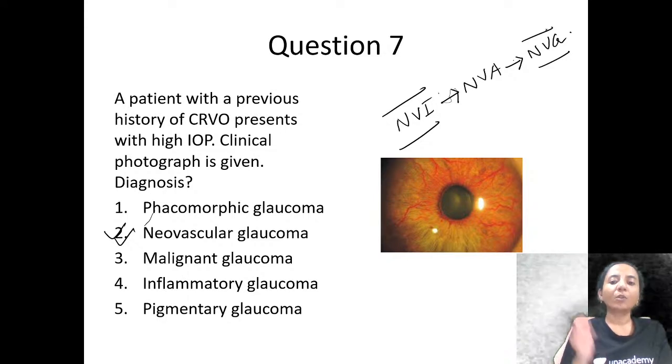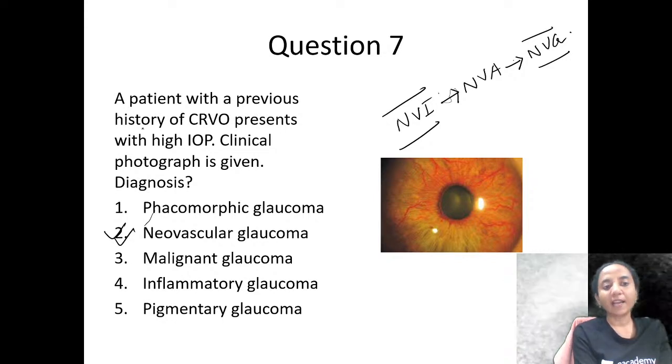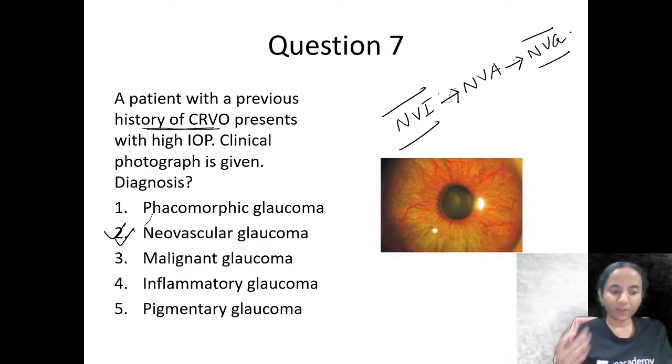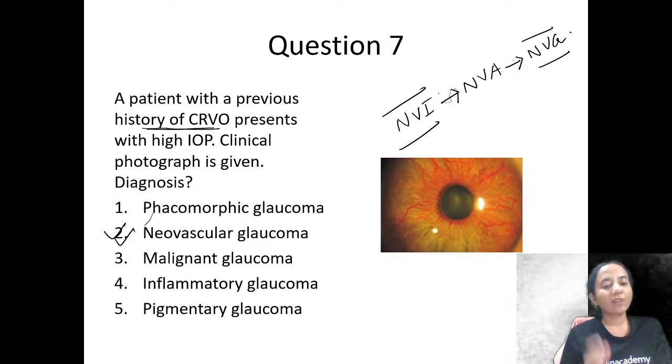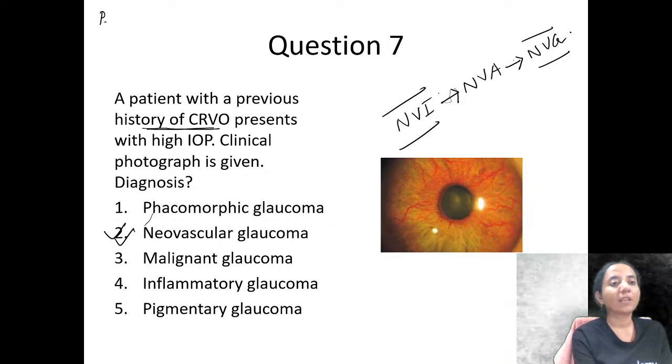Right. Now the one thing that I wanted to share with you is, why have they given us a history of CRVO? Because see, these glaucomas that we have been discussing, they are all secondary glaucomas. So neovascular glaucoma is also a secondary glaucoma, which is related to the retinal ischemic disorders. So conditions that give rise to retinal ischemia.